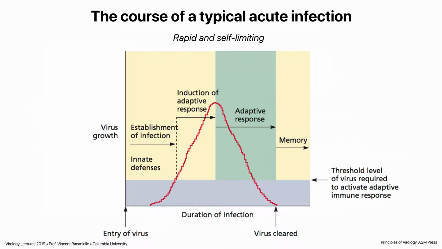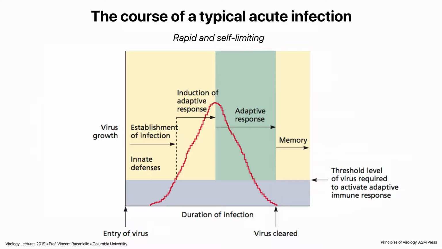Here's the time course of a typical acute infection, and it's presented in terms of host defenses that occur. So we here again have virus growth on the y-axis with time on the x-axis. And we have entry of the virus by all those mechanisms we talked about some time ago. We have innate defenses responding. The red line is the virus titer. So the innate defenses respond, but if they cannot prevent infection, they do prevent many infections, but not all. The infection becomes established, virus keeps reproducing, and the adaptive response is engaged.